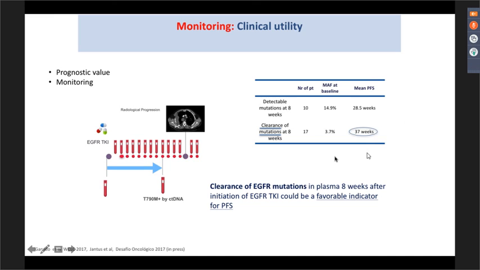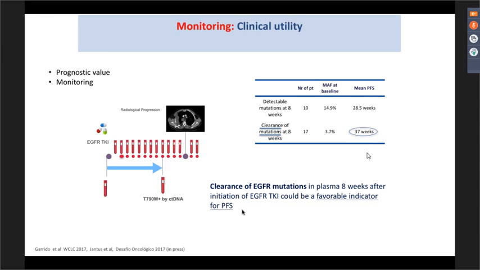Well, this is an ongoing trial. These are preliminary results that were presented in the World Congress of Lung Cancer last year, and we are now reevaluating the data with the overall survival. We still don't have data regarding overall survival. We just have the data from PFS.